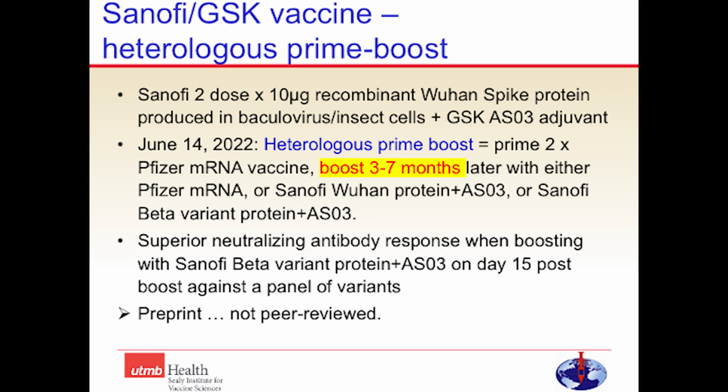Sanofi just put a paper out recently as a preprint, so it's not peer-reviewed. And this used the Wuhan spike protein as the initial study to make their vaccine. They then tried heterologous prime boost in the middle of June, where they primed with 2 doses with the Pfizer messenger RNA vaccine, and then boosted with either the Pfizer messenger RNA, Sanofi original Wuhan vaccine, or the Sanofi beta variant. And they found the beta variant gave a superior neutralizing antibody response to the other 2 regimens, suggesting that this is the way forward.